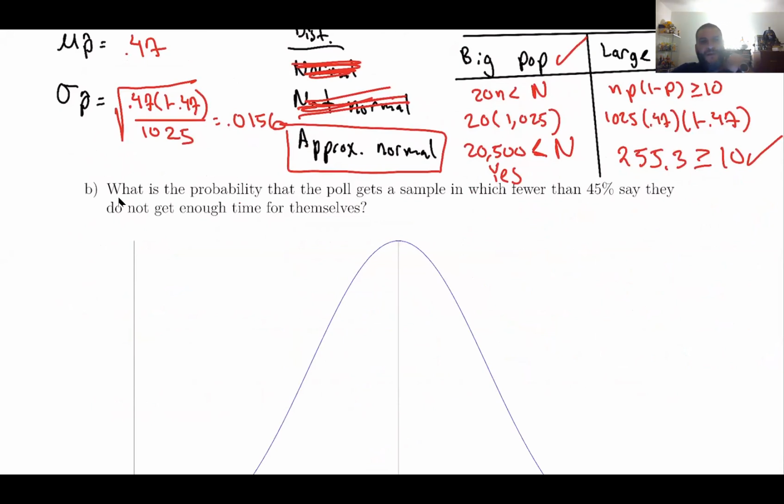All right, so for part B, what is the probability that the poll gets a sample in which fewer than 45% say they did not get enough time for themselves? All right, so remember, what does 45% represent? Does that represent X or does that represent P hat? Yeah, so that represents P hat. An easy way to know that is it has a percentage. Anytime it has a percentage, it represents P hat. It's impossible for it to represent X. So that should be P hat. So what do you say? P hat is equal to 0.45.